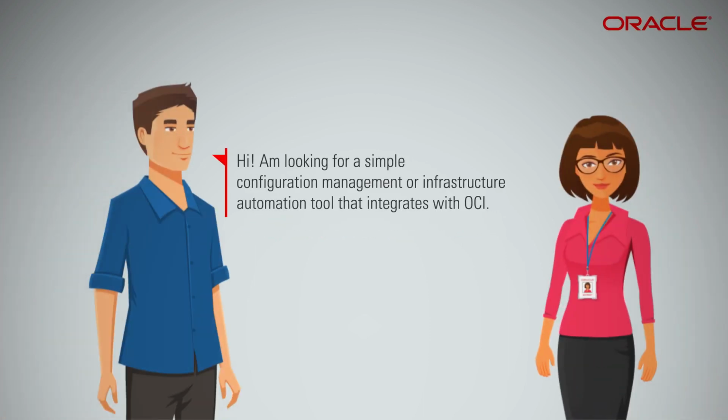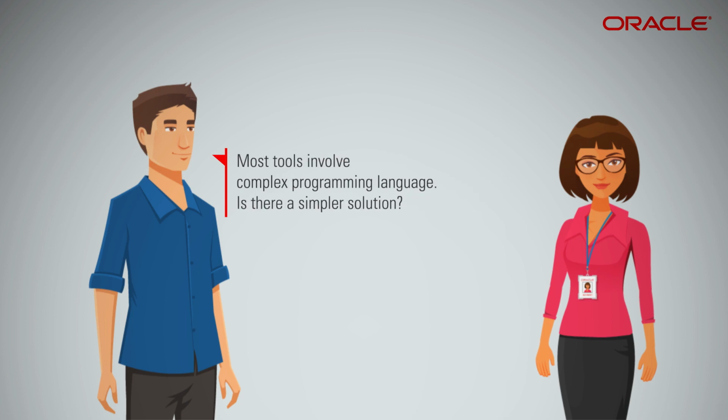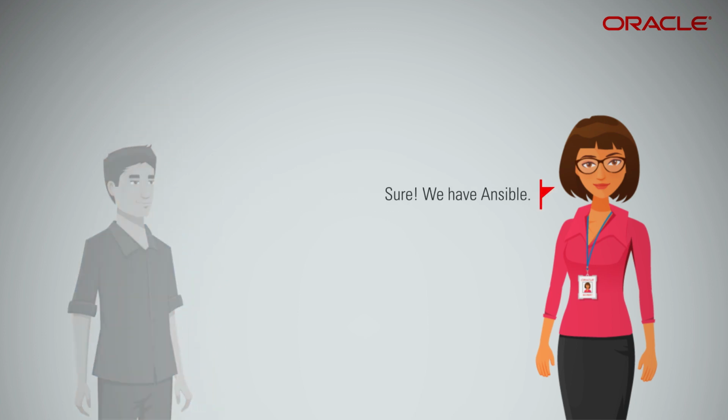Hi, I'm looking for a simple configuration management or infrastructure automation tool that integrates with Oracle Cloud Infrastructure. Most tools involve complex programming language. Is there a simpler solution? Sure, we have Ansible.